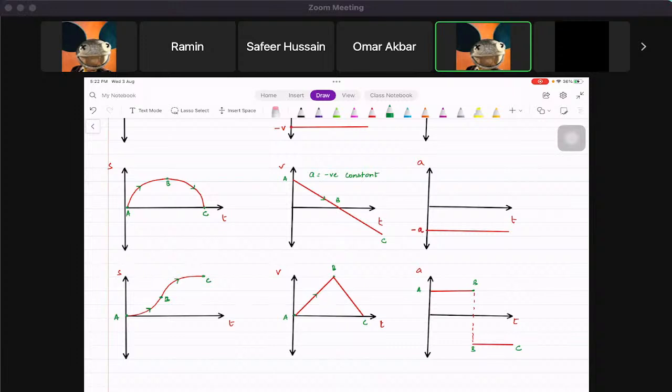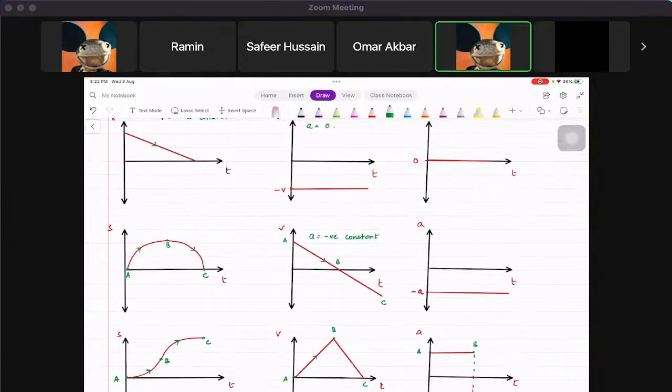Perfect. Okay, you can basically copy this up because I will give you an assignment today where you have to solve different graphs.